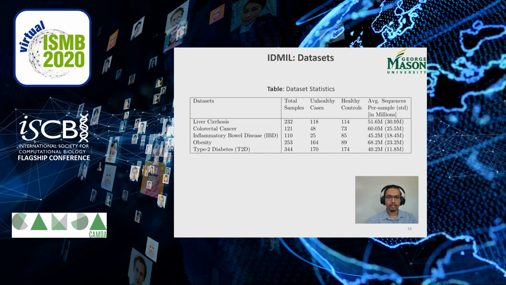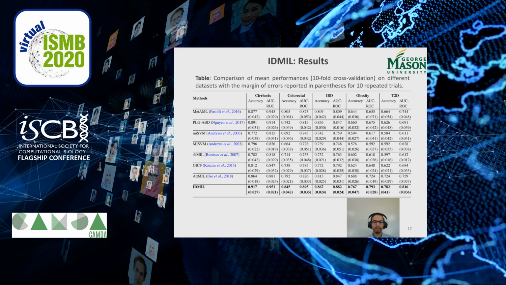So these are the datasets that we have used in our study. We have used the liver cirrhosis dataset, colorectal cancer dataset, inflammatory bowel disease, obesity, and type 2 diabetes datasets. The minimum number of average sequences per sample here is 40.2 million. So that shows how big these datasets can be and how important scalability and efficiency is in our project.